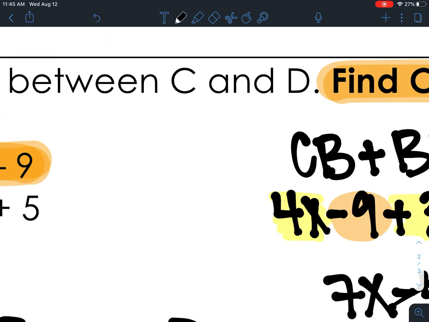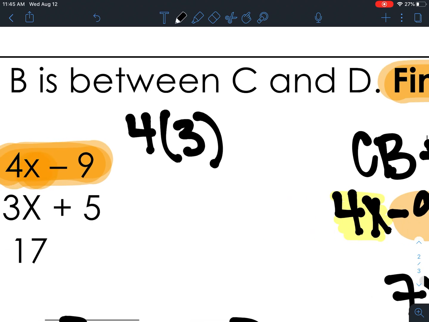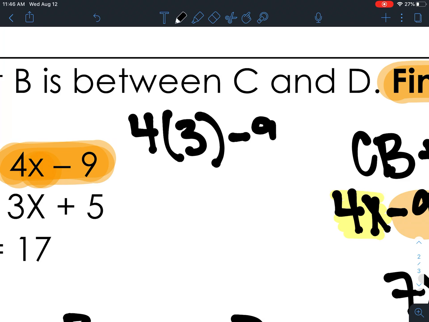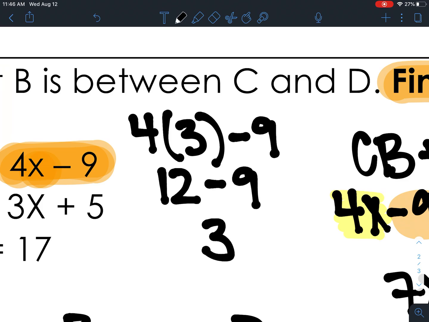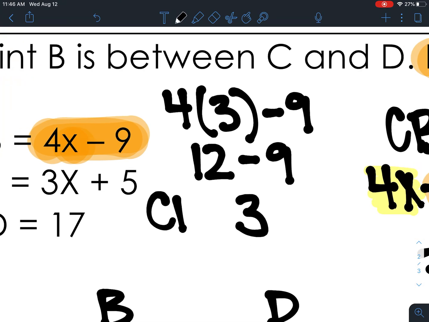So I'm going to take that 3, plug it in. So I'm going to have 4 times 3 minus 9. 4 times 3 is 12 minus 9, which is 3. So the length of CB is equal to 3.